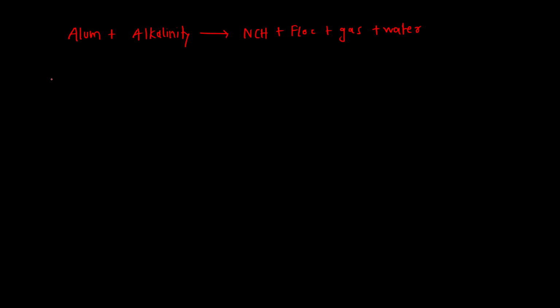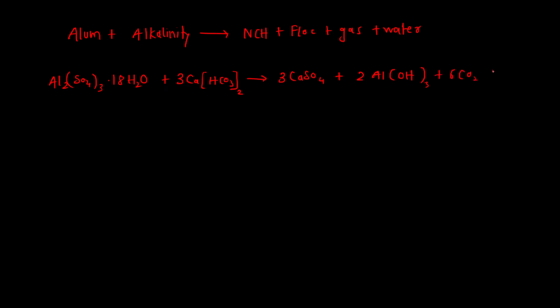So we'll write down here. This alum is Al2(SO4)3·18H2O plus 3Ca(HCO3)2. This gives 3CaSO4 plus 2Al(OH)3 plus 6CO2 plus 18H2O. So this is the reaction.